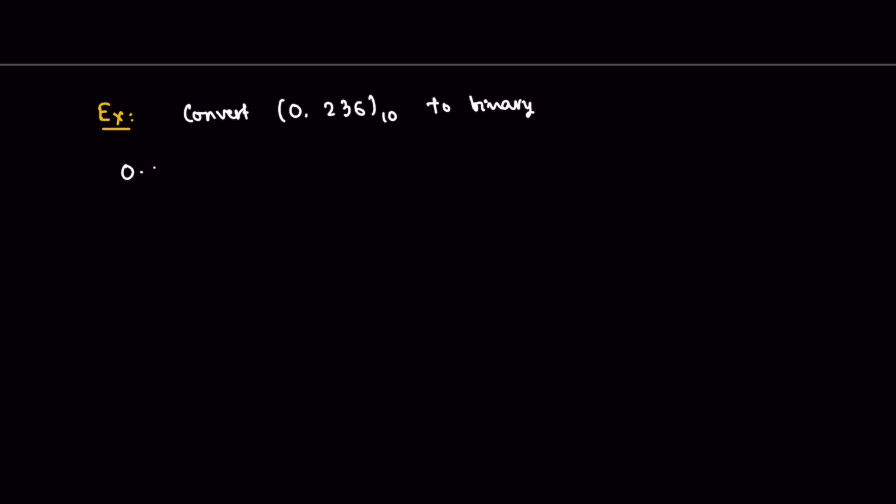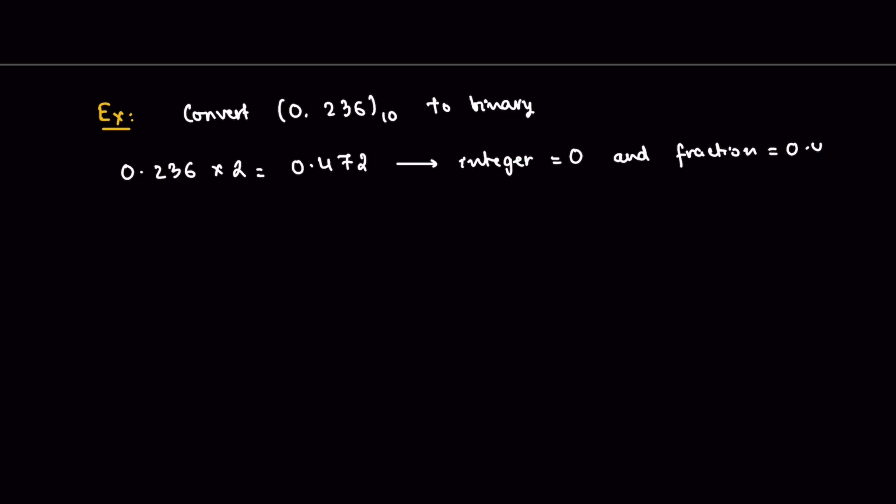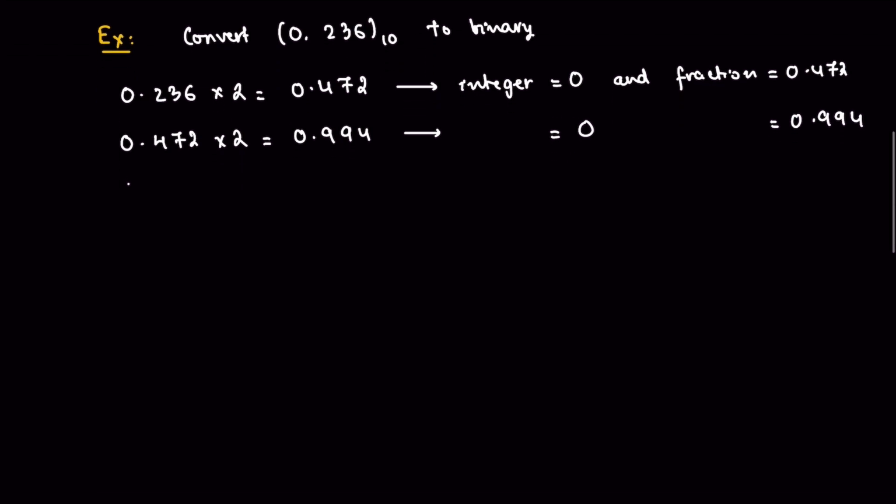So you're going to take 0.236 multiplied with 2, you get 0.472, and you have the integer part to be 0, and the fraction part to be 0.472. Then you take 0.472 multiply with 2, you get 0.944, and the integer is 0, the fraction is 0.944. So 0.944 multiplied with 2, you get 1.888. The integer part is 1, the fraction part is 0.888.